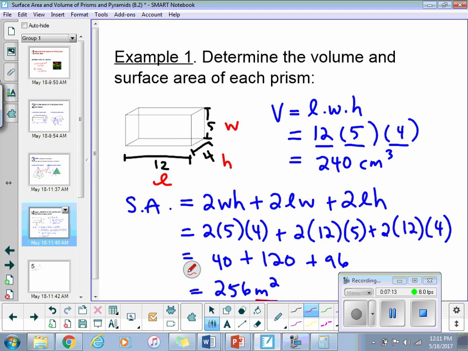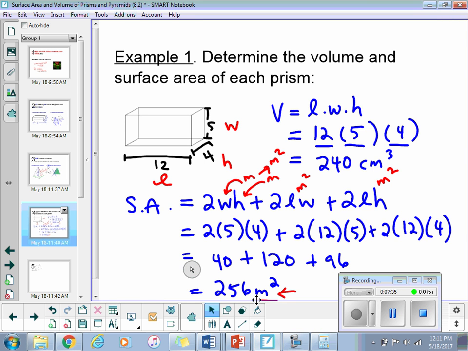Think about why. Your width is in meters and your height is in meters. Meters times meters gives you meters squared. Then you're adding the meters squared to another meters squared, and adding another meters squared to another meters squared. So your final answer should be in meters squared.